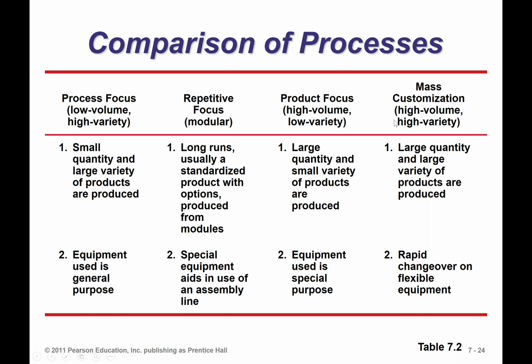Mass customization is high volume because it's mass, right? But the variety, it says high here, but it's not that high, but you want it to be high. That's what you're aiming for. That's why it's mass, right? The large quantity, a variety of products are produced, rapid changeover and flexible equipment, right?